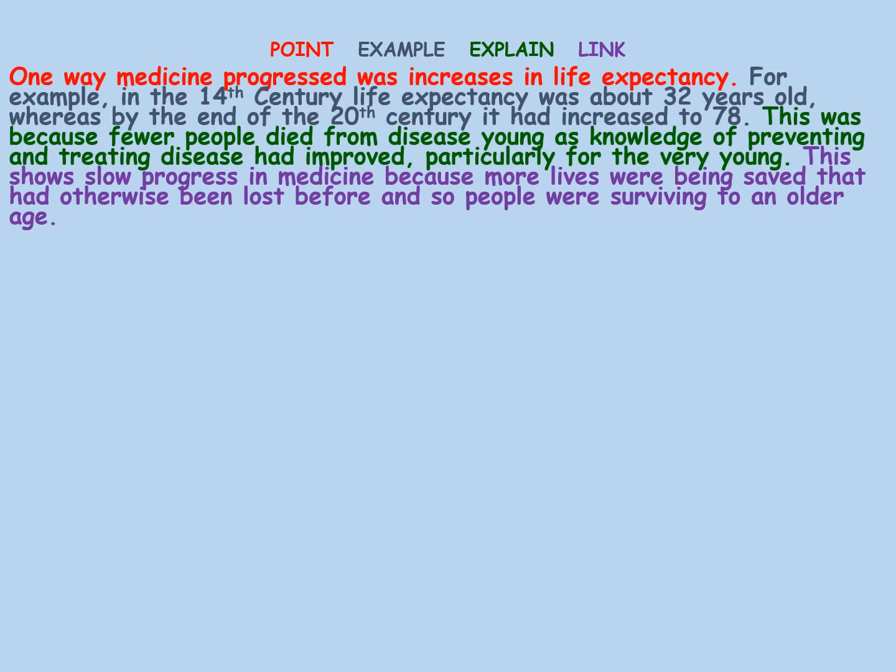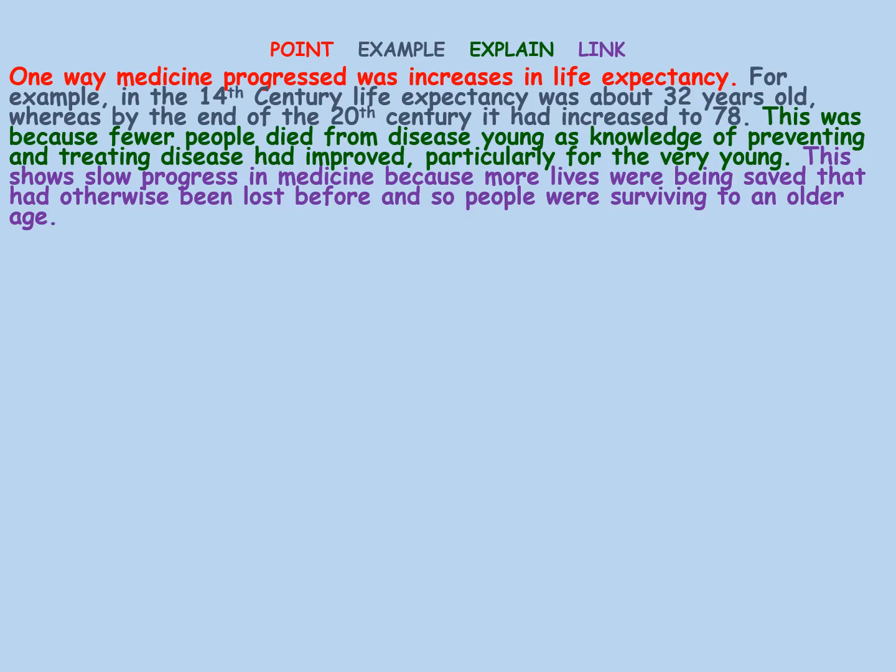One way medicine progressed was increases in life expectancy. For example, in the 14th century, life expectancy was about 32 years old, whereas by the end of the 20th century, it had increased to 78. This was because fewer people died from disease young, as knowledge of preventing and treating disease had improved, particularly for the very young. This shows slow progress in medicine because more lives were being saved that had otherwise been lost before, and so people were surviving to an older age.